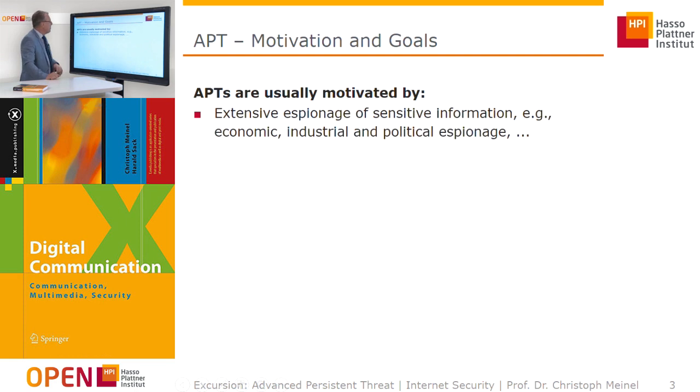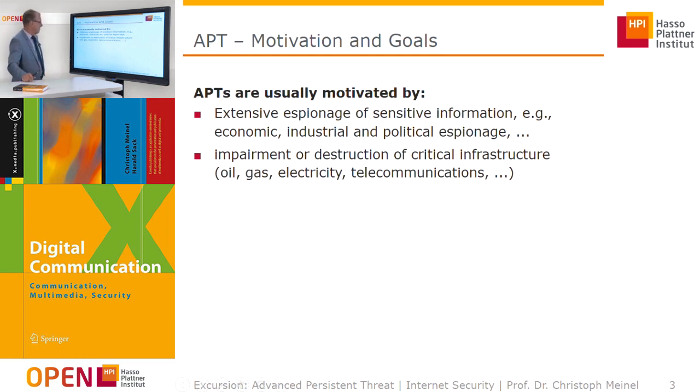APTs are usually motivated by extensive espionage of sensitive information. This can be in the field of economy, industrial or political espionage, or others. Another goal is the impairment or destruction of critical infrastructure: oil, gas, electricity, telecommunication. These are the goals of such APTs.